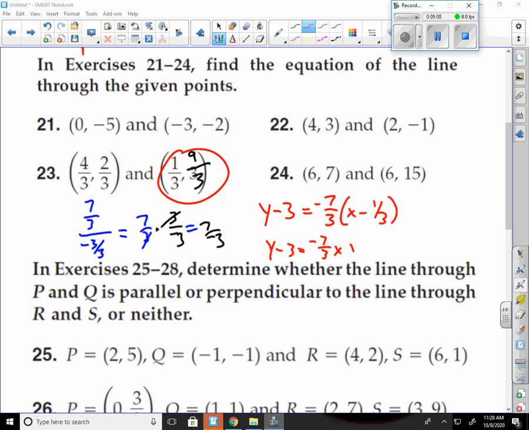Multiplying this out, that gives me plus 7/9. Now I have to add 3 to that. So I have to get a common denominator of 9. So it would give me y equals negative 7/3 x plus 7/9 plus 27/9. It's going to be plus 34/9.